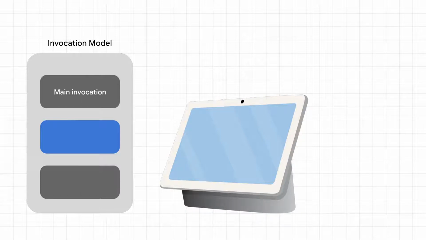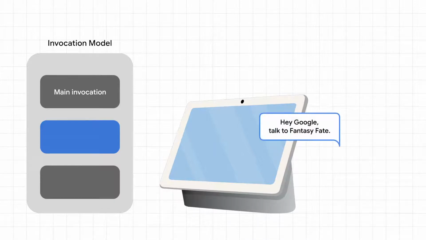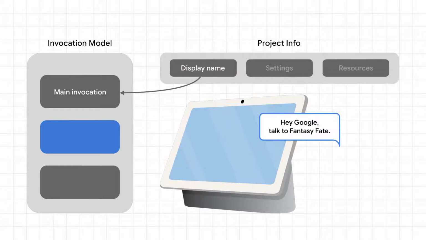Every Actions project has at least one way of being invoked, which is based on the display name of the Action project. This is called the main invocation. For example, when a user says, "Hey Google, talk to Fantasy Fate," which is the name of a fictional action, Google Assistant will find the action with that name and invoke the action through the main invocation.